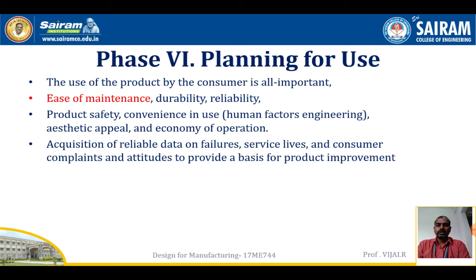Next, the sixth phase is the planning for use. Use of the product by the customer is very important. Here it covers how we have to use the component. We will get some information through mobile phones or other means. When purchasing, an instruction manual will be given. That is very important for product safety. Misuse of a product will lead to damage, so we have to give some guidelines and instructions to the consumers. It helps to ease maintenance and improves reliability.